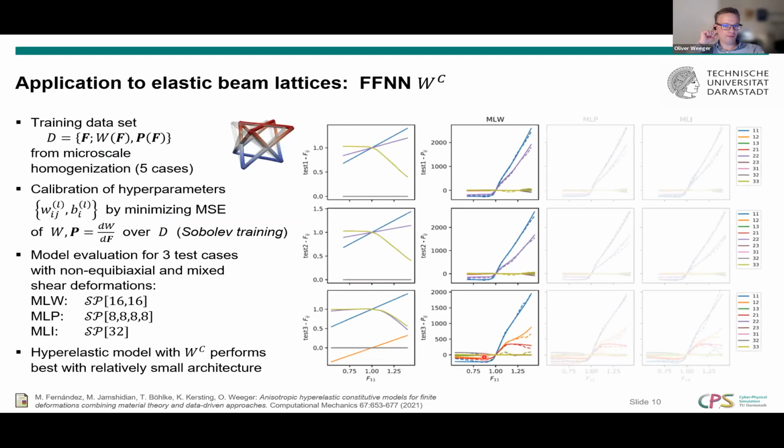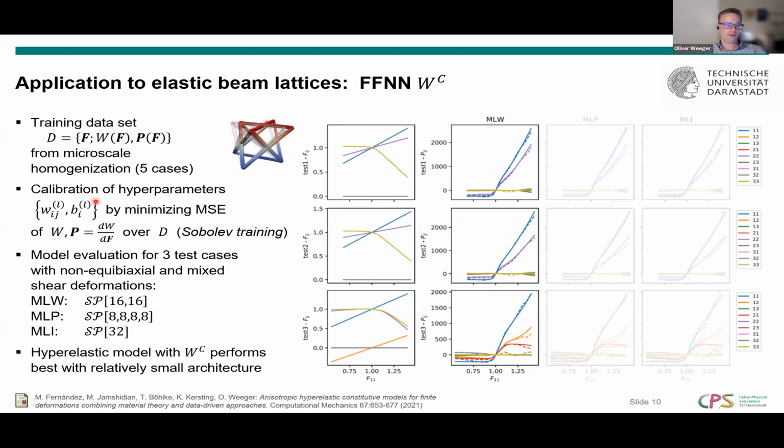So now let's look at the performance of these models for this application to beam lattices, where we always have this unit cell. We simulate the unit cell, we homogenize its behavior, and we do this for certain cases where we have a certain path that this deformation gradient prescribes, which in our case is always motivated by experiments that you can do. You could do a uniaxial tension test, a biaxial tension test, a compression test, a shear test, and so on. So we have 5 cases which tell us how this deformation gradient evolves, and we then numerically homogenize the behavior. We have F, we get W and P.